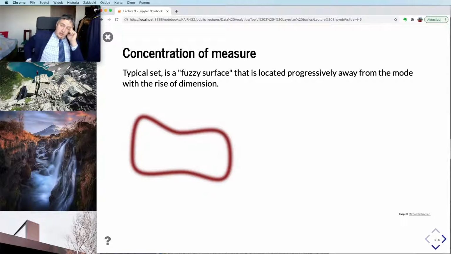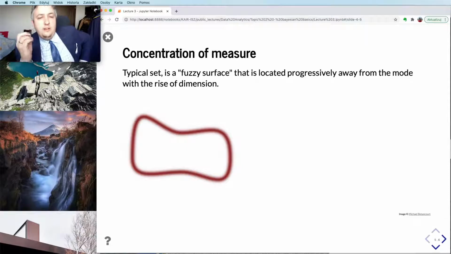And concentration of measure generally causes the fact that, because Q is rising, the location of the typical set is being moved away from the mean. But on the other hand, it is being tightened by dropping values of the probability distribution. So the typical set moves away from the mode, the middle of the distribution, and becomes much thinner. That makes its analysis more difficult.